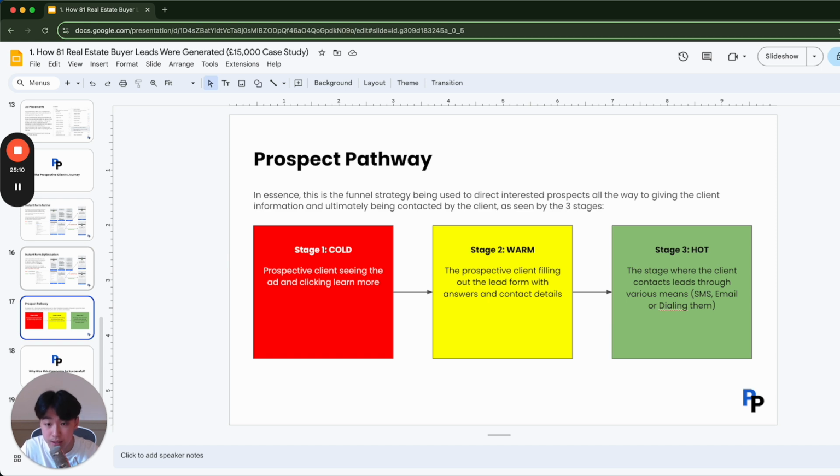So in essence, this is the funnel strategy being used to direct interested prospects all the way to giving the client information and ultimately being contacted by the client as seen by the 3 stages. So in stage 1, the prospective client is seeing the ad and clicking learn more. Then the prospective client fills out the lead form with answers and contact details. And stage 3 is where the client contacts leads through various means such as SMS, email, or dialing them. For this project, the client decided to dial them as soon as they came through the pipeline.